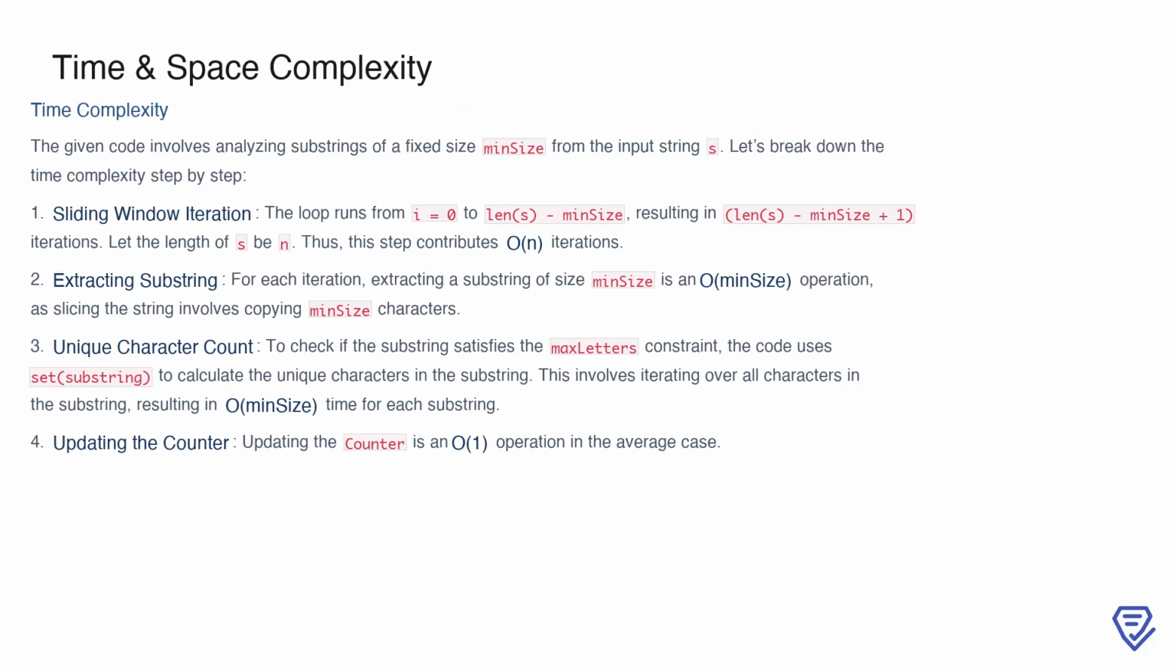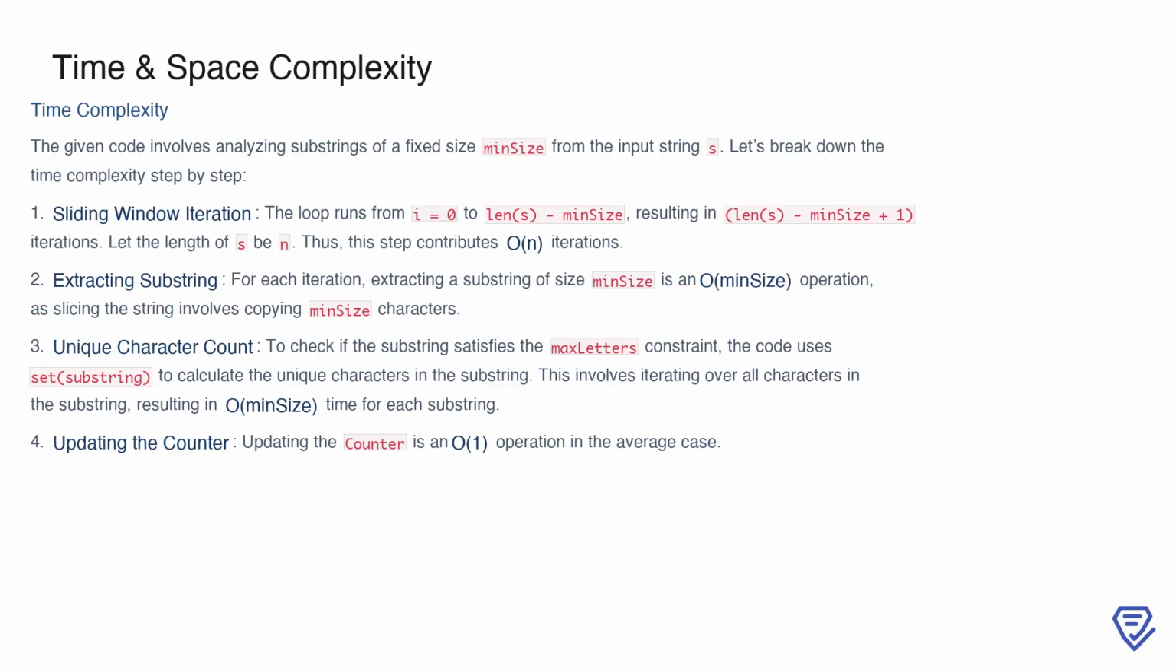In this problem, we are analyzing substrings of a fixed size, min size, from the string s, and the time complexity can be broken into distinct steps. First, the sliding window iteration involves running a loop from i equals 0 to len(s) minus min size, which means the loop executes approximately n times, where n is the length of the string. This step contributes O(n) complexity.